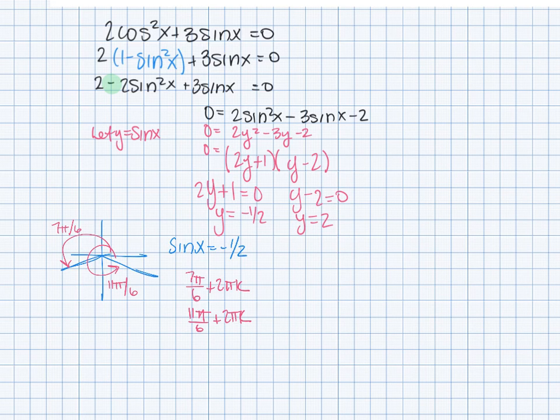Now let's look at the other one. This is going to create a problem for us, because what this means, in essence, is that the sine of x equals 2. And we know that this is not possible, because we know that sine x has to be less than or equal to 1 and greater than or equal to negative 1, and 2 doesn't follow this. So this does not exist.